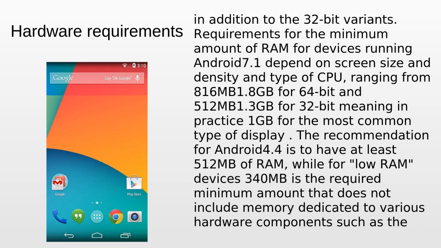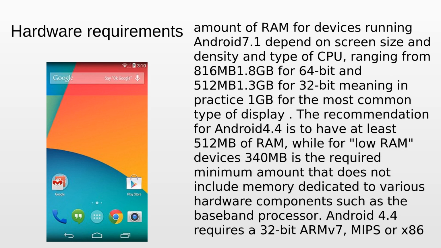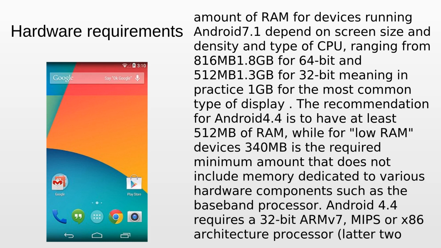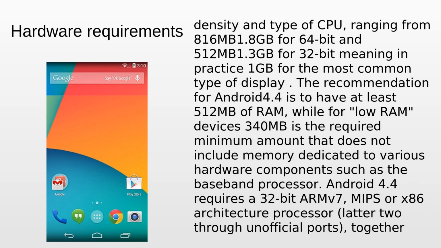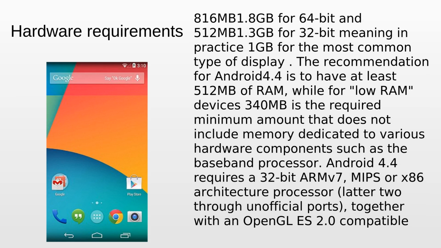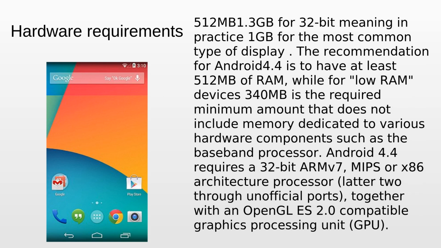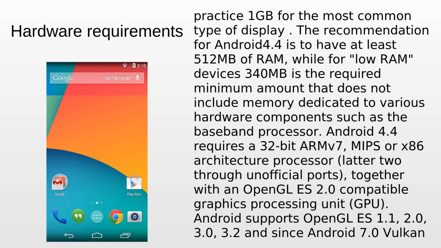Requirements for the minimum amount of RAM for devices running Android 7.1 depend on screen size and density and type of CPU, ranging from 816 MB to 1.8 GB for 64-bit and 512 MB to 1.3 GB for 32-bit, meaning in practice 1 GB for the most common type of display.